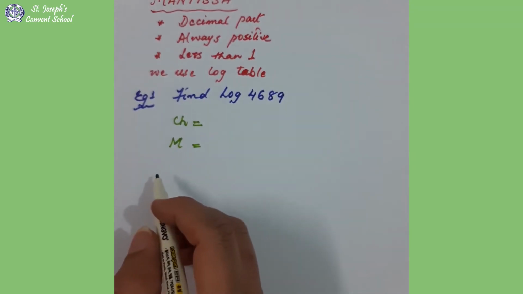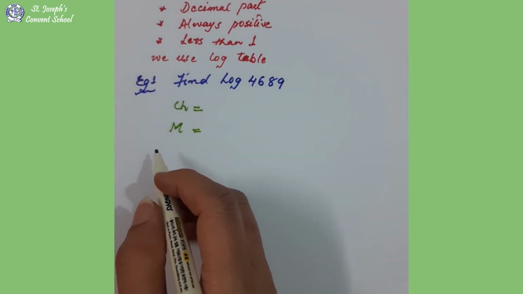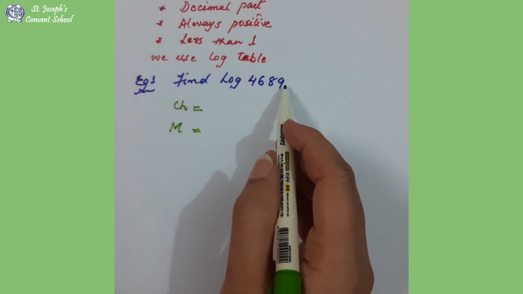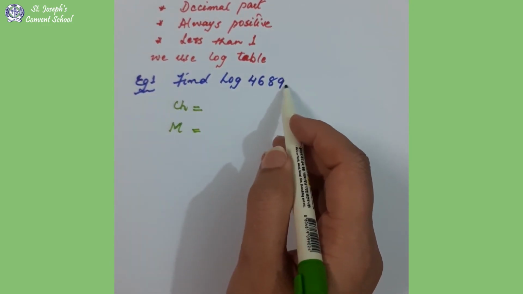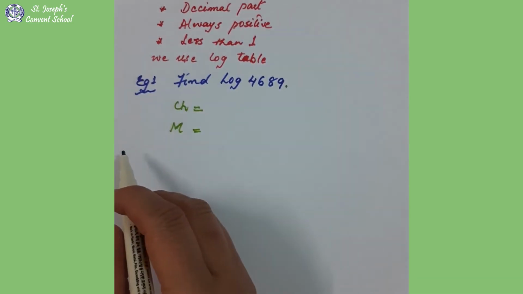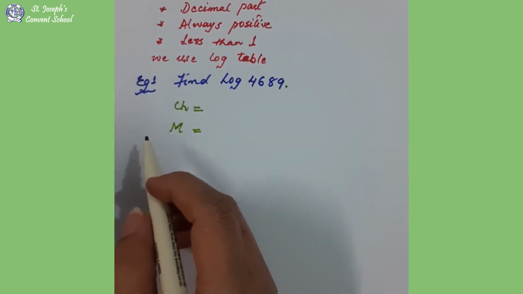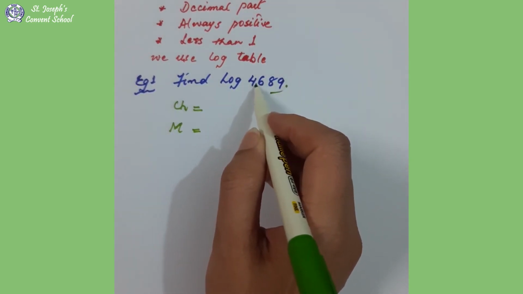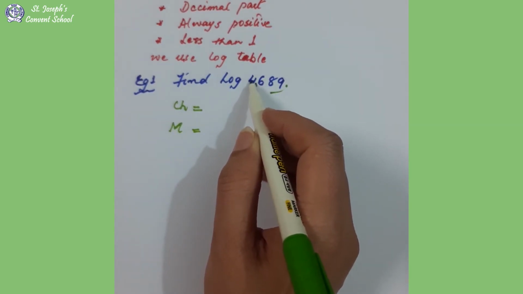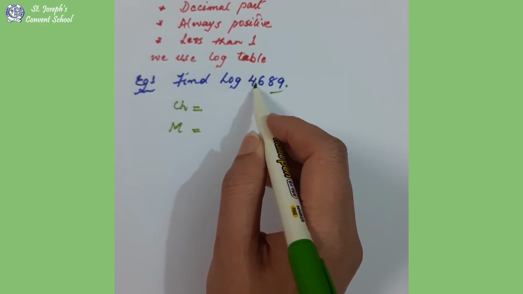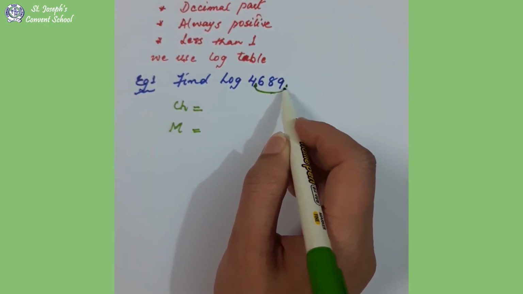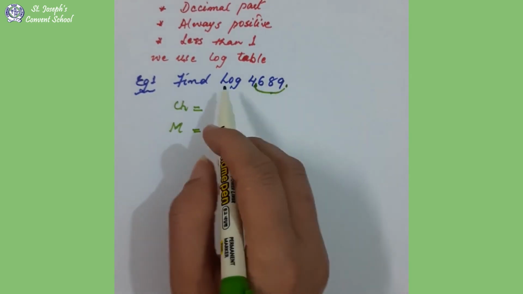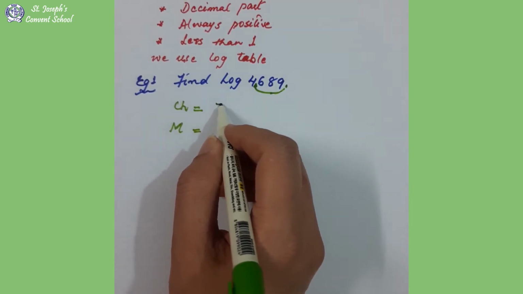Now characteristic, how you find? Same method you are going to use. In this case, decimal is not mentioned where it is, so it is understood that it is in the end. And you will shift the decimal after first non-zero digit. Remember this, always shift the decimal after first non-zero digit. So 4 is first non-zero digit, so after this here, from here till here, how many places? 1, 2, 3. Okay, 1, 2, 3. So 3 places you are shifting. Characteristic is 3.